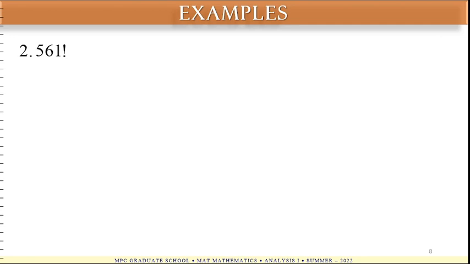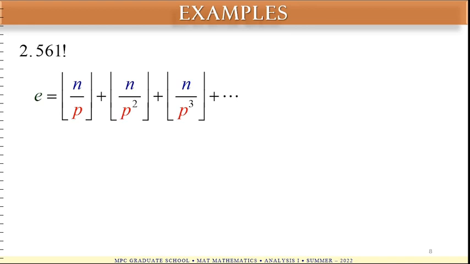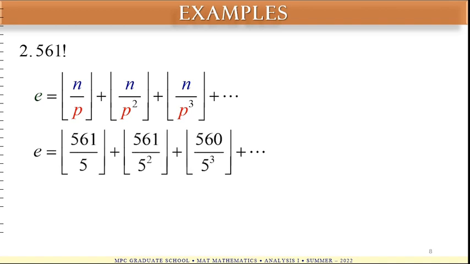Next example is 561. Again, 561 is a large number, so we can use the alternative formula for the trailing zeros. So we have now E is equal to the floor function of n over p plus the floor function of n over p squared plus the floor function of n over p cubed plus up to... So we can continue the process. So substitute the numbers to our formula.